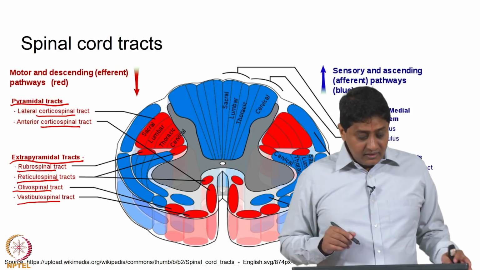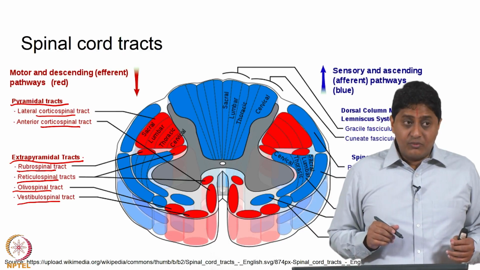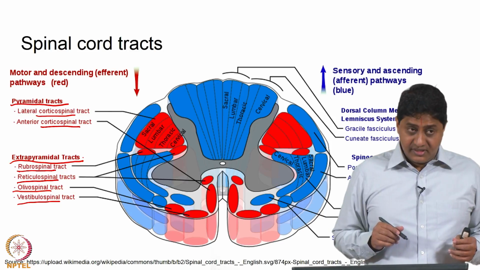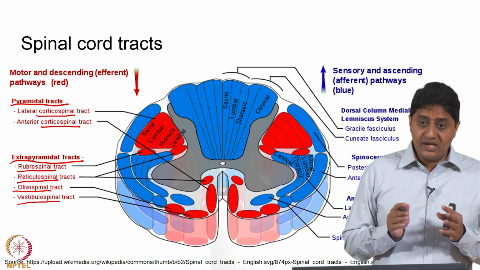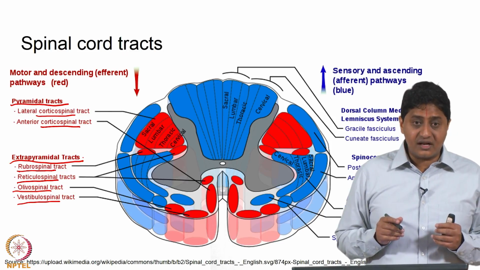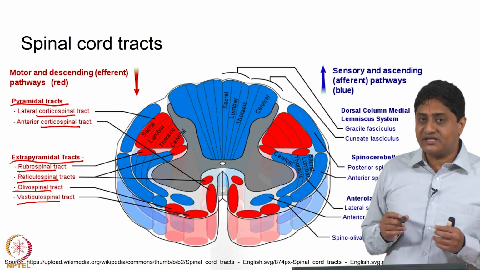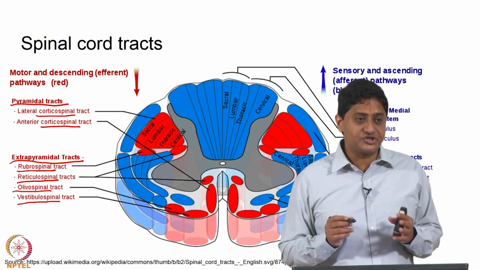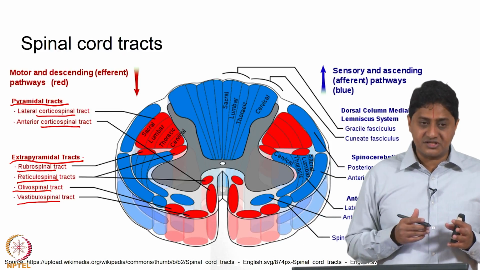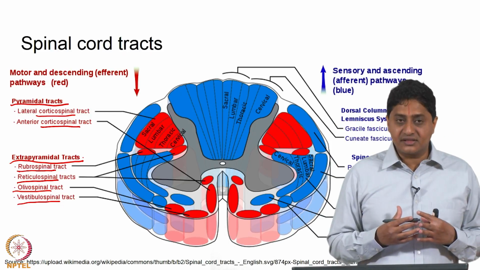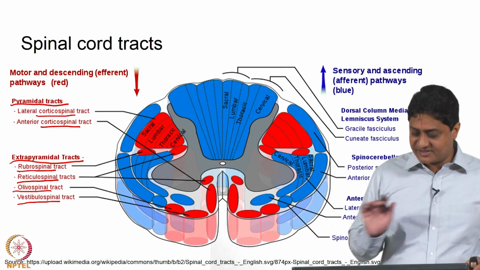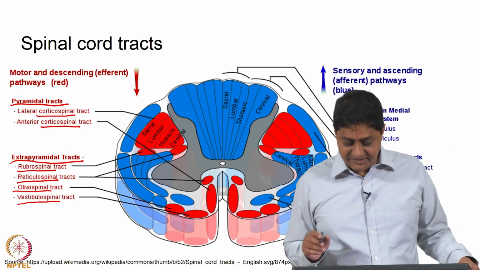Okay. And note, many of these are motor tracts. So, it is not that the motor function is performed only by the cortex, but there are other structures that participate in critical motor function, especially in the maintenance of posture. So, there are other structures other than the cortex that are responsible for maintenance of posture. We will see that in future classes.